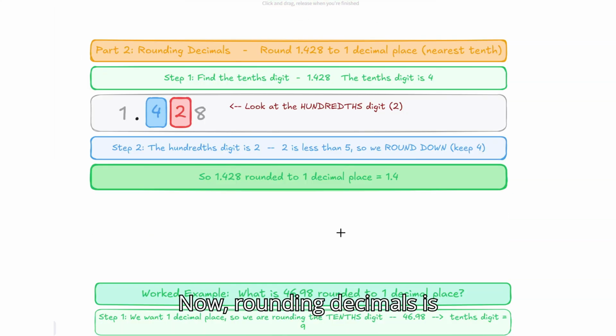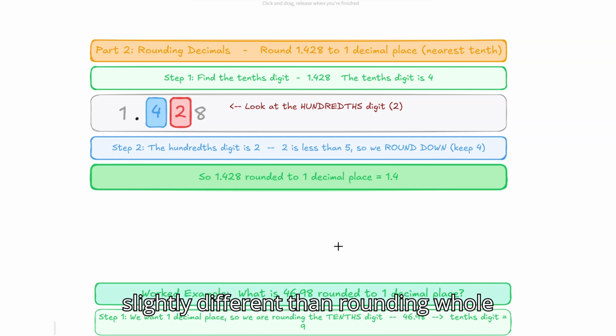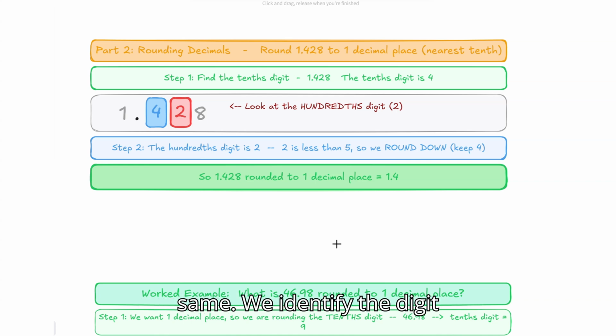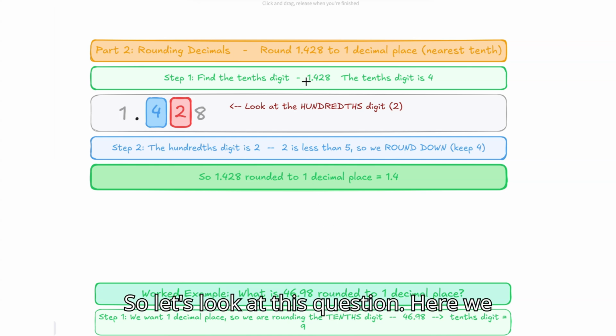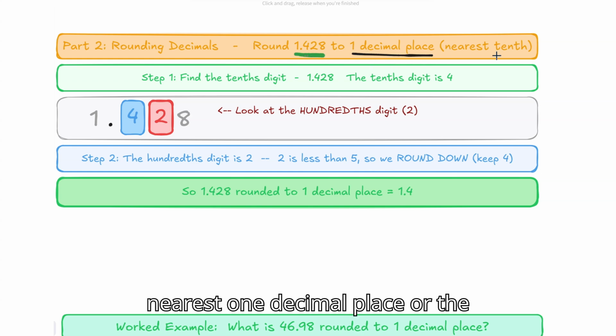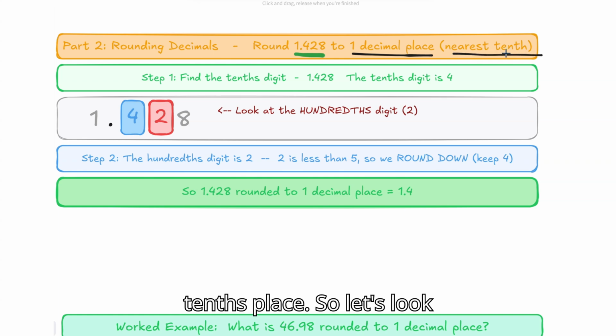Now, rounding decimals is slightly different from rounding whole numbers. The golden rule is still the same. We identify the digit that we round to, and then we look at the number next to it, and then we decide whether we round up or down. So let's look at this question. Here we have: round 1.42 to one decimal place.